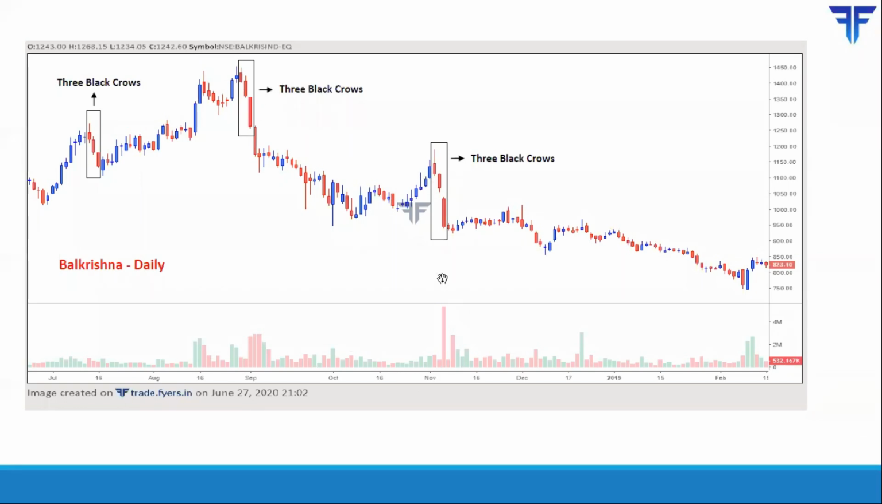Look at how huge the volume was in this particular case. In the case of the third three black crows, the third candle was accompanied by a significant uptick in volume. So it indicated that the selling pressure was very strong.